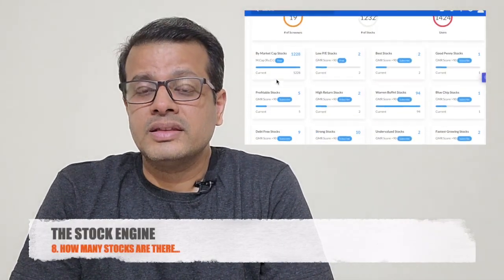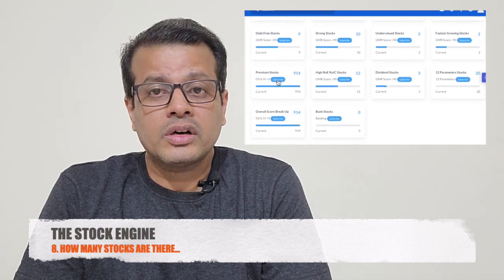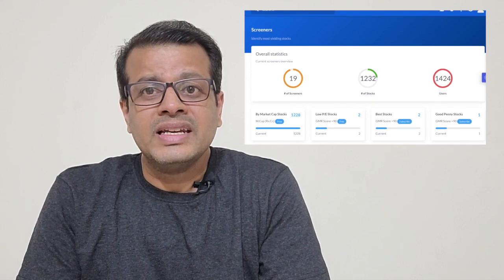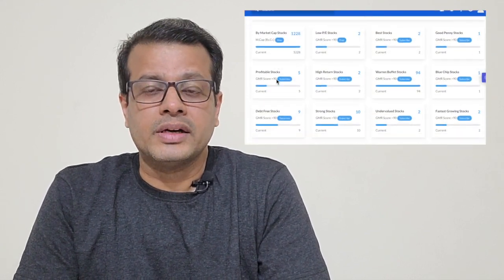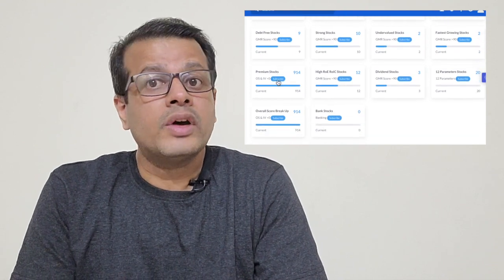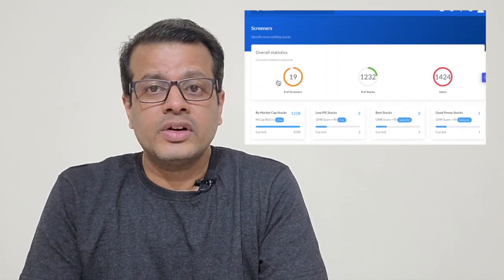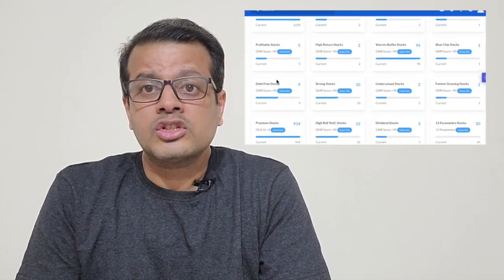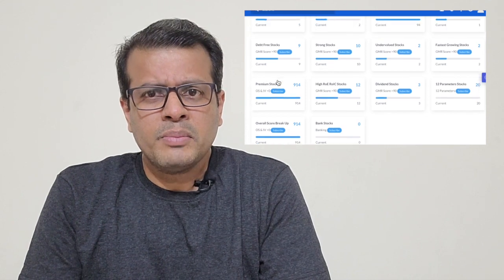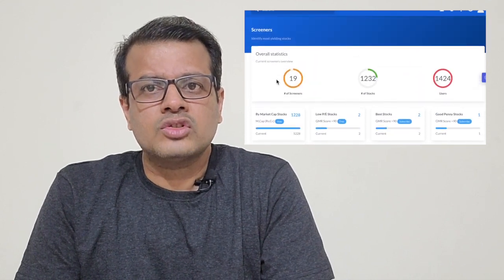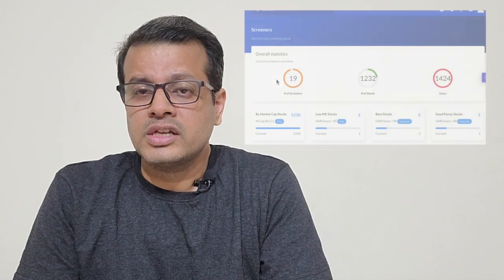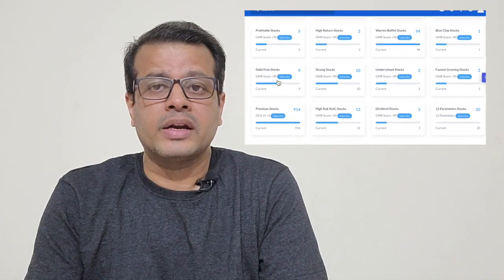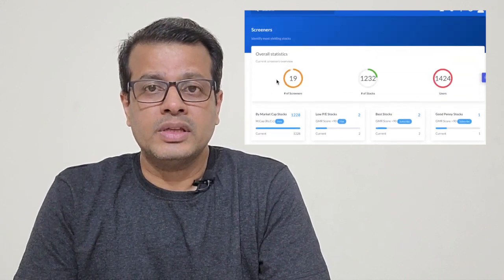How many stocks are there in the stock engine? On the Bombay Stock Exchange, we have more than 5,000 stocks. But in the stock engine, the list of stocks included is limited. For the stock screener, we have around 1200 stocks, and for detailed fundamental analysis, there are around 900 plus stocks. I know all stocks are not included for analysis. But remember, all those 5,000 stocks on the Bombay Stock Exchange are not worth analyzing. What we have done is handpick good stocks and include them in the list.